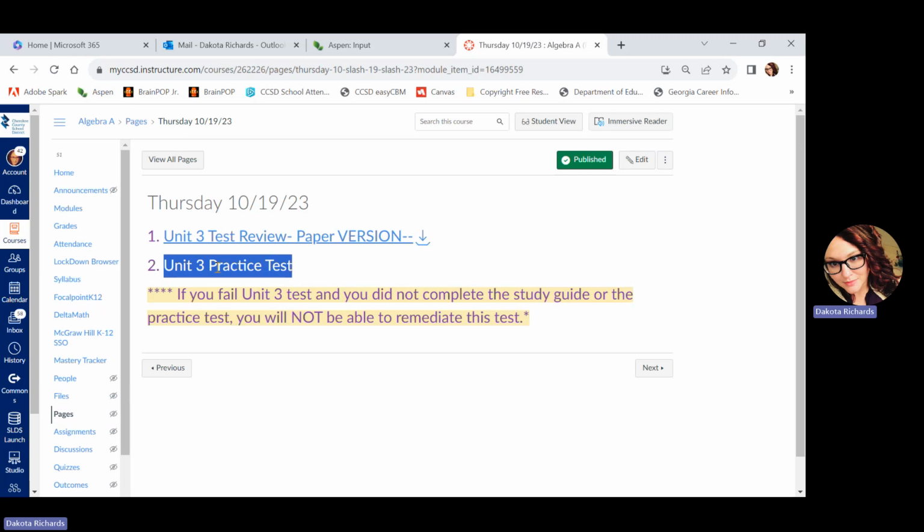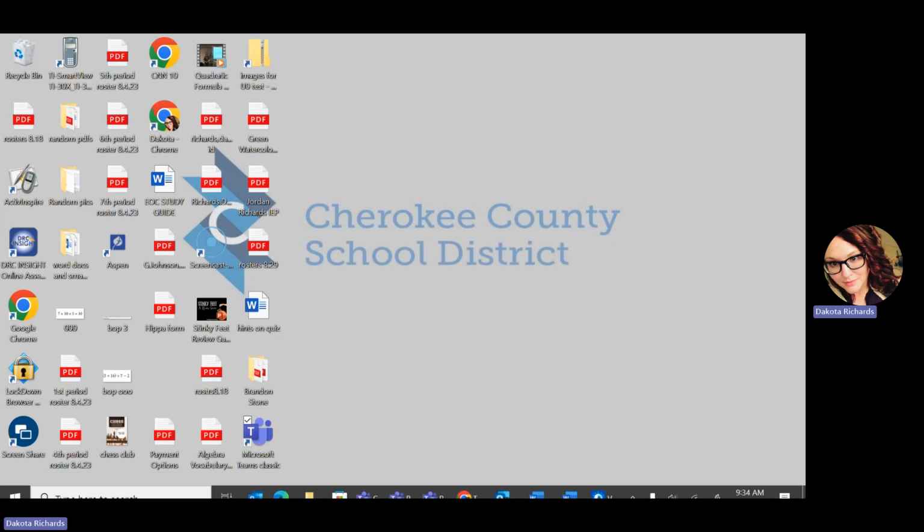If you do not do the practice test or the test review, you will not be able to remediate the test. Again, if you do not do these two things, if you fail the test, you will not be able to remediate the test. You need to do the study guide or the test review, and you need to do the practice test. Okay, so for today, I want to look at your stuff from yesterday.